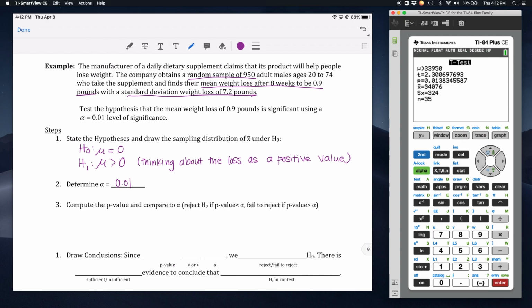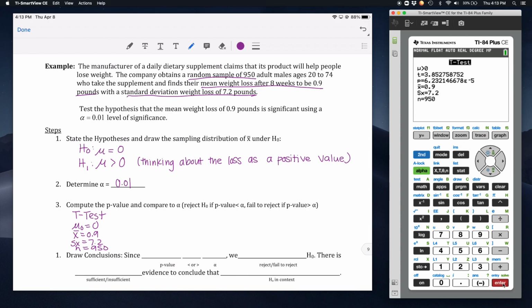So let's compute our p-value. Once again, we're going to do a t-test. Stat, go right to Tests. We've got statistics. Our mu naught is just 0. We're looking at, does things actually differ from 0? Our mean here, we said the average weight loss is 0.9 pounds, with a standard deviation of 7.2, and n is 950 adults. And we're looking at keeping it greater, right? That you have more weight loss than that.